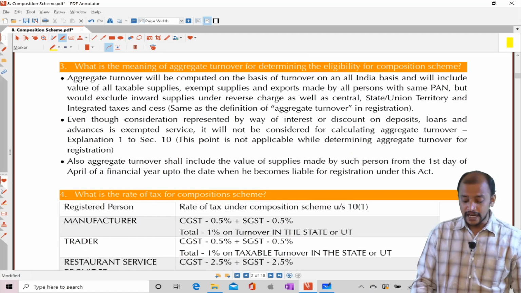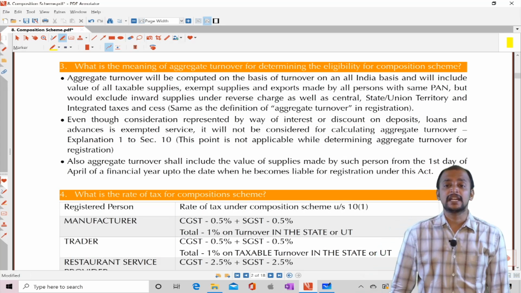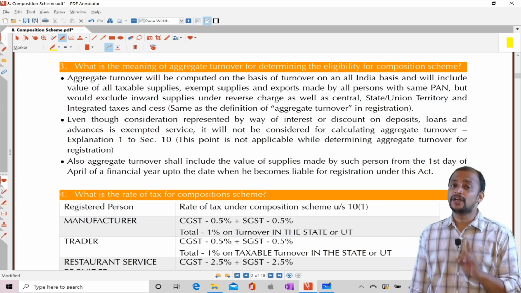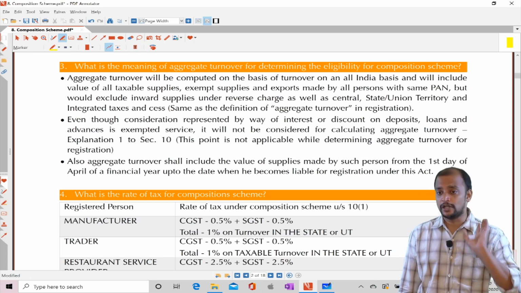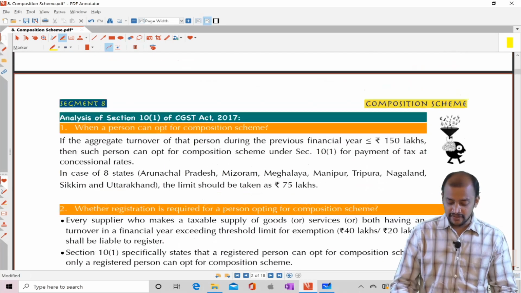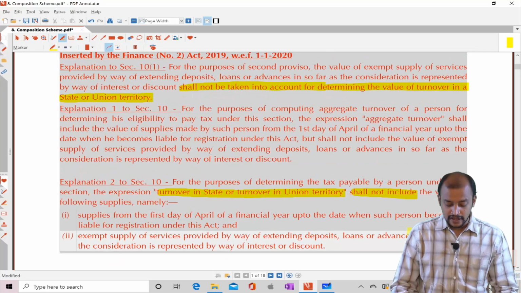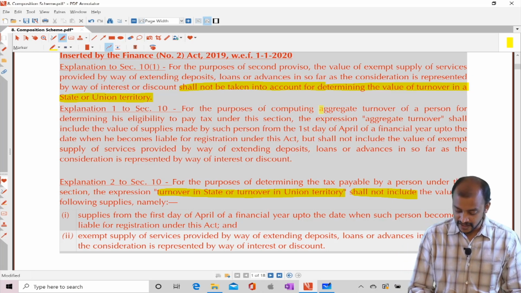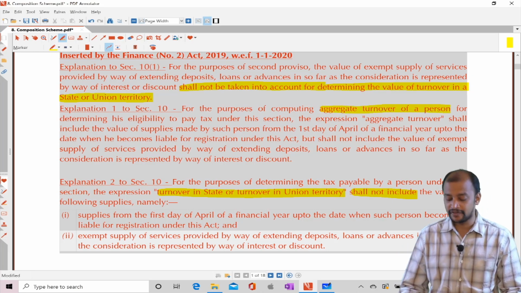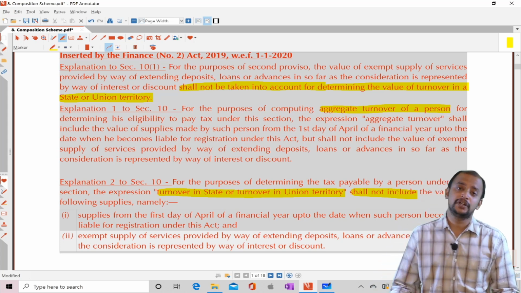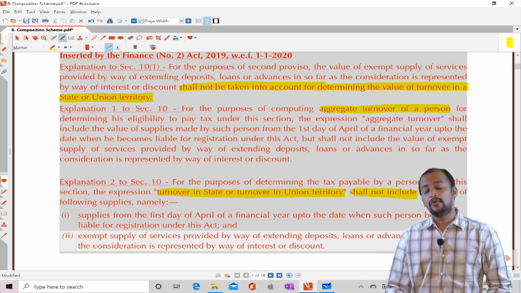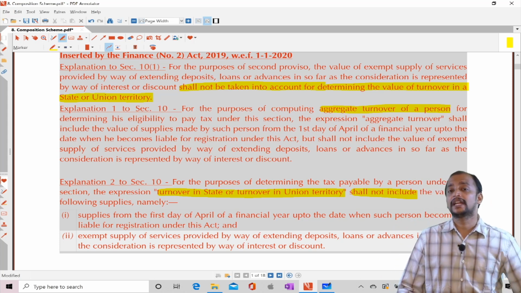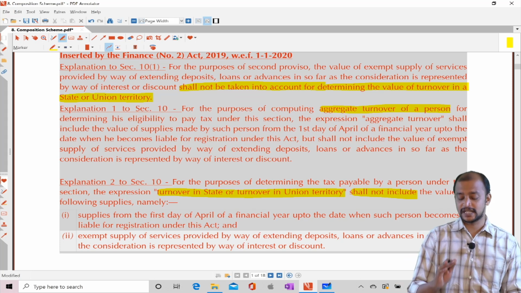What is the meaning of aggregate turnover for determining eligibility for the composition scheme? In this regard, we need to refer to explanation 1 also. In section 10, we have 2 explanations. Explanation 1 is the special point for aggregate turnover. Explanation 2 is the special point for turnover, where we discussed that we should not take interest income.